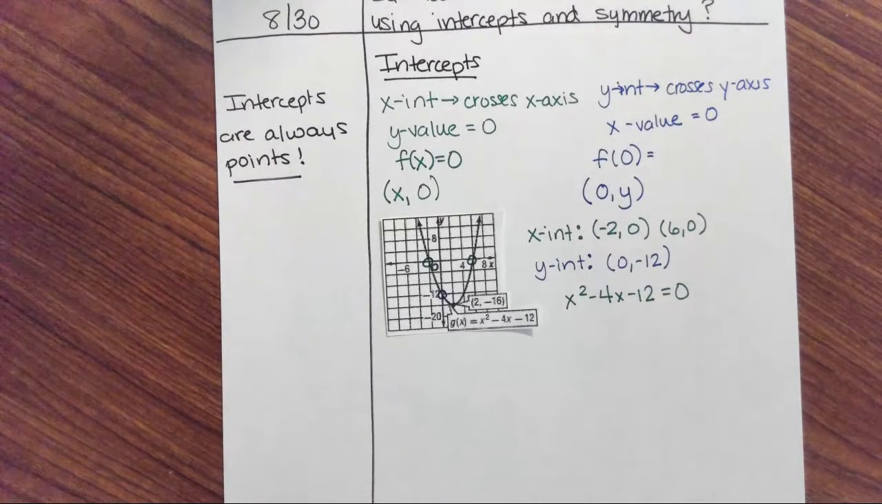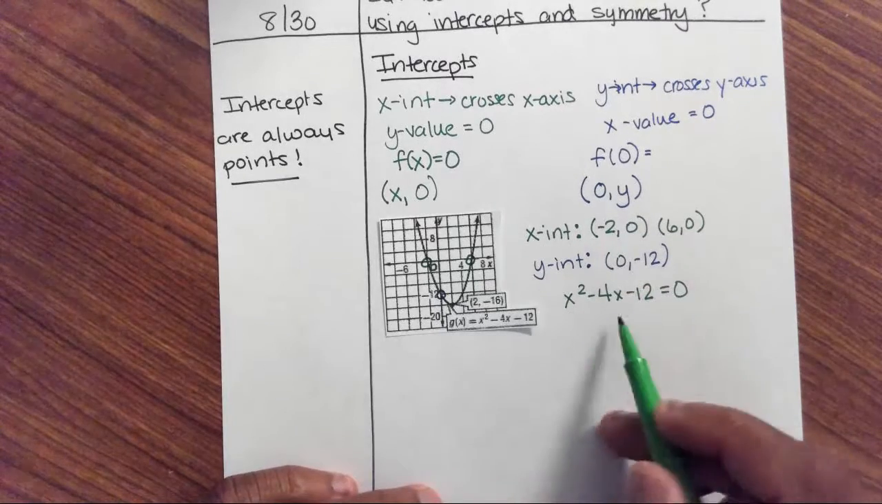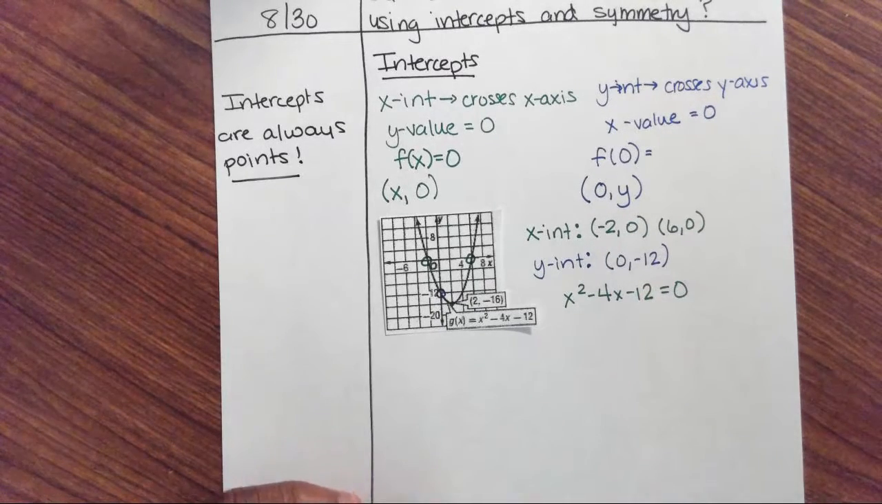How do I solve x squared minus 4x minus 12 equals 0? Okay, you would have to factor. Why are you going to factor it? It's an x squared term and you're setting something equal to 0. Do you understand that? How do I factor x squared minus 4x minus 12?